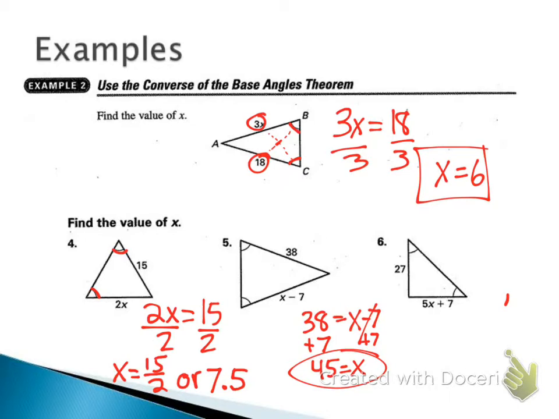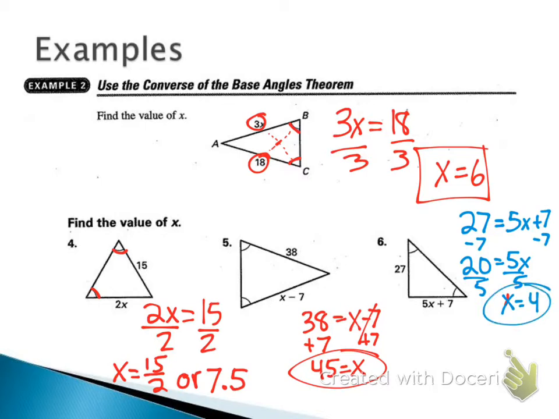How you guys doing on these? Good. Okay. And number 6? 27 equals what? 5x plus 7. Good. How do I solve for the x? Subtract 7 from both sides. 20 equals 5x. Then what? Good. So x equals what? 4. Good. What are your questions on this?